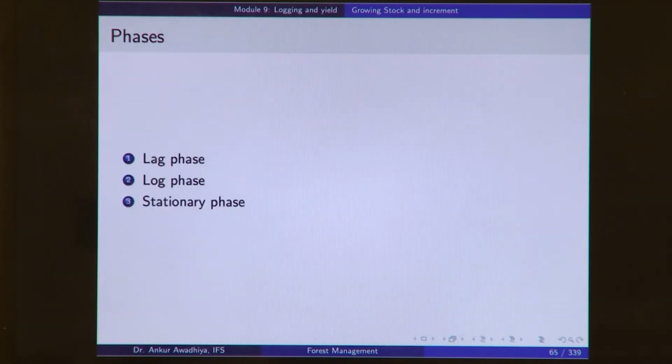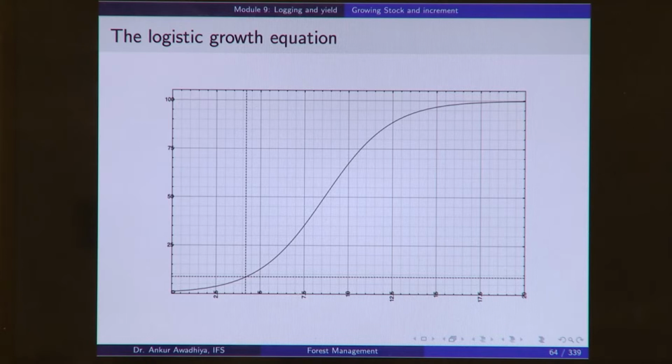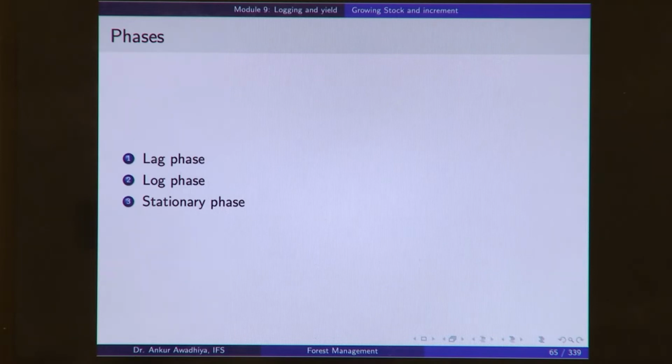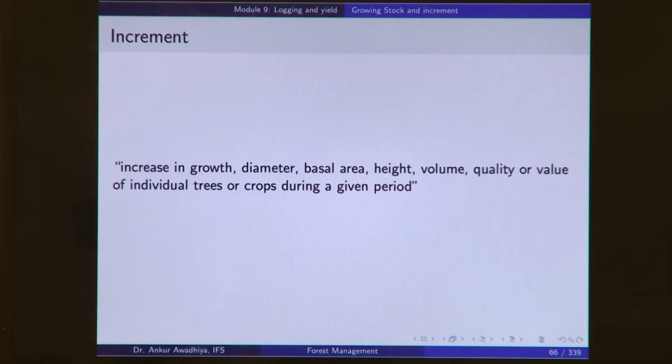Now if we look at this curve, there are three phases. This is the lag phase where the growth is very slow, then the log phase where growth is high, and then you have the phase of stagnation or stability, the stationary phase. Now increment is defined as an increase in diameter, growth, basal area, height, volume, quality or value of individual trees or crops during a given period. So increment is what is changing, what is the increase.